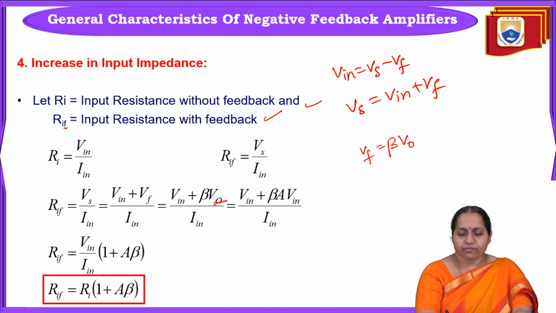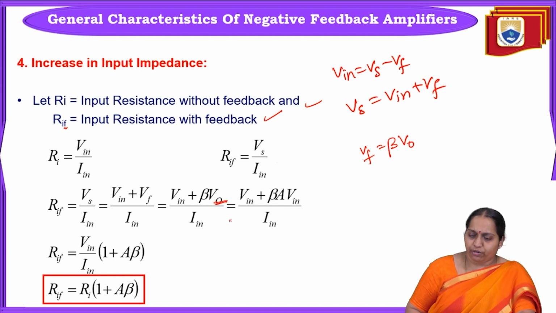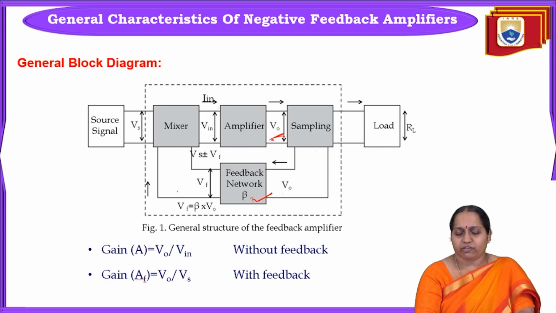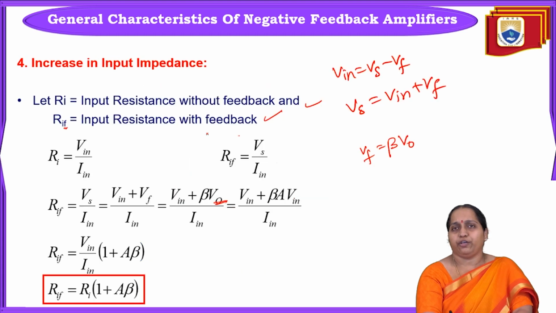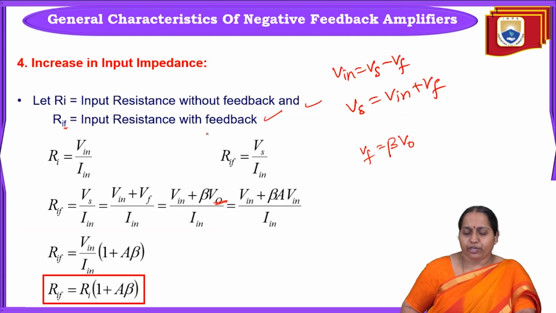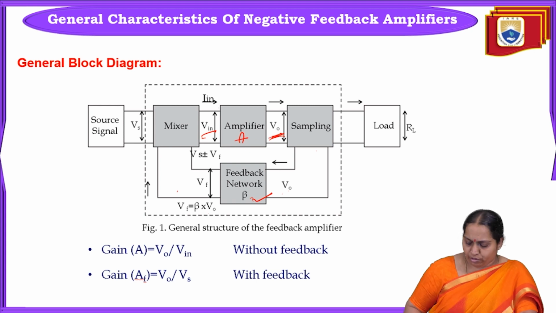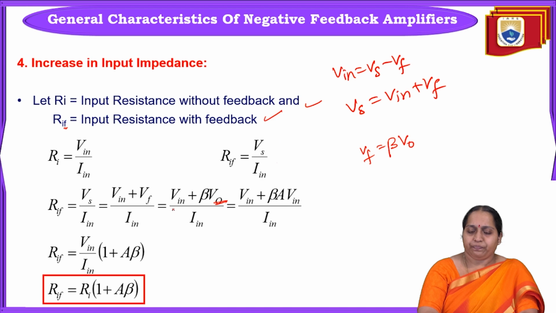What is V0? If you take the overall network, V0 equal to A into Vin. See here, this amplifier output is given as V0. So V0 equal to input into amplification factor, Vin into A, amplification gain A. Vin into A will give you V0. So this is RIF equal to Vin plus beta into V0, which is A into Vin, by In.